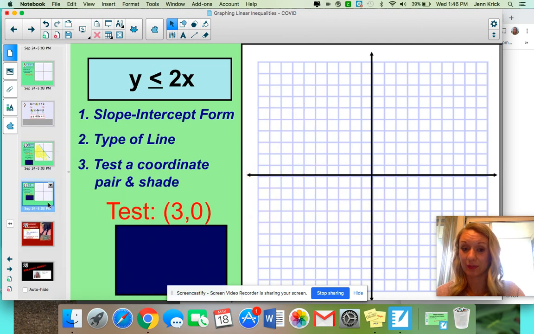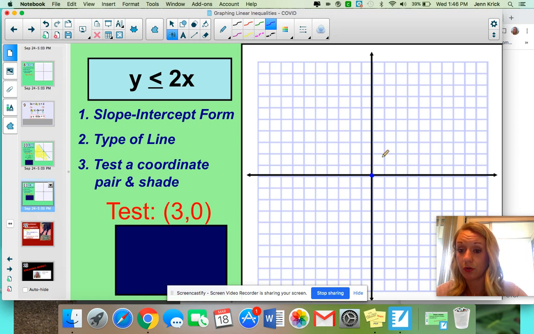Okay, last one. Let's say that I'm given y is less than or equal to 2x. Notice that you don't have a y-intercept, so where do you start when you're not explicitly given a y-intercept? We start at the origin. We start at 0, 0. So when we start here, then we're going to apply our slope of 2, up 2 over 1, up 2 over 1, up 2 over 1, and we can keep going. Now, it's less than or equal to, which means that I'm going to have a solid line going through.